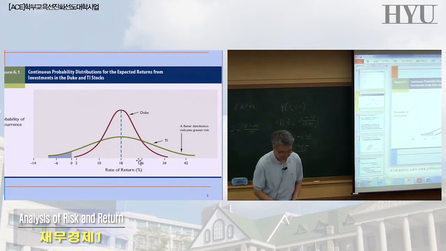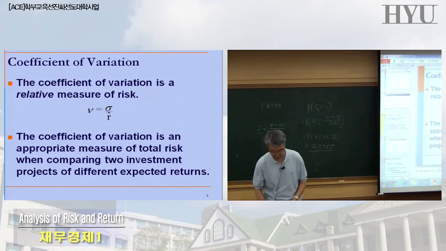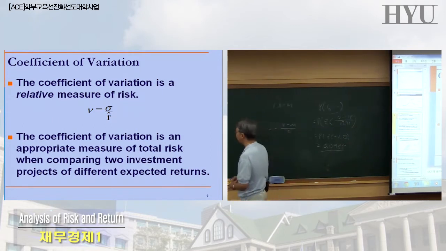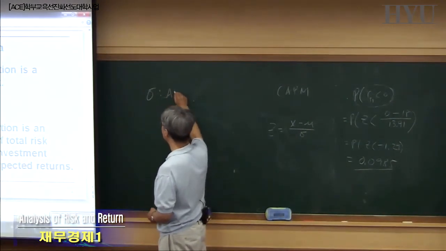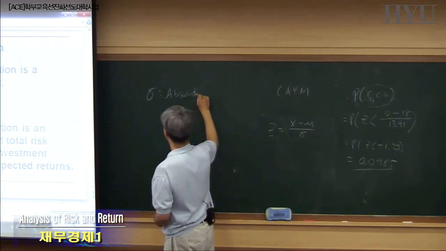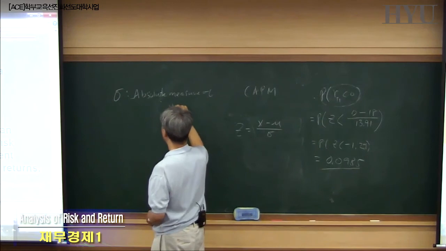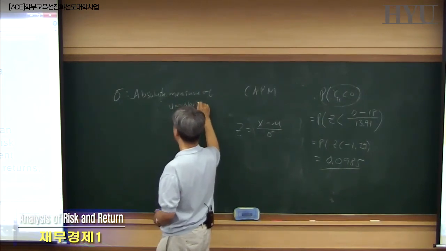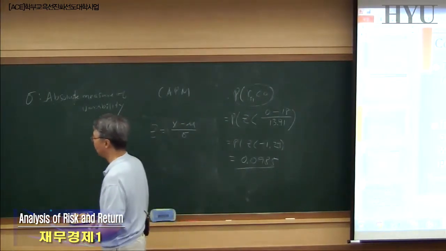All right, before we go on, let's talk about one more thing about this variation of return and standard deviation. Standard deviation, you can say, is an absolute measure of variability. Absolute measure of variability, okay?